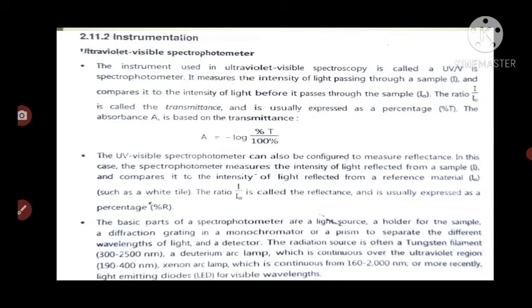reflectance, and in this case the spectrometer measures the intensity of light reflected from sample I and compares it with the intensity of light reflected from the reference material I naught, because you have to see the figure of the schematic of the UV visible spectrometer.